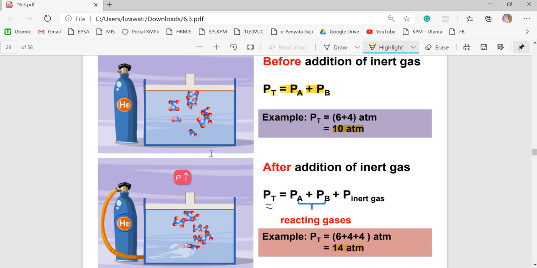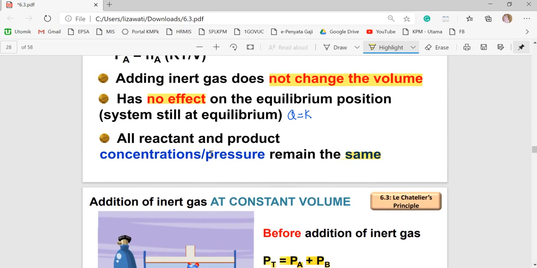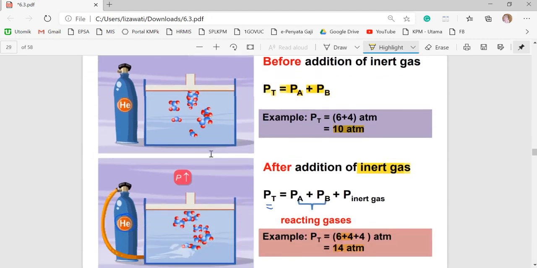The partial pressures of A and B remain the same before and after the addition of the inert gas at constant volume. Because there is no change in the partial pressure of A and B, the direction of the equilibrium will remain the same, where the value of Q is equal to K. The system is still at equilibrium, no change.